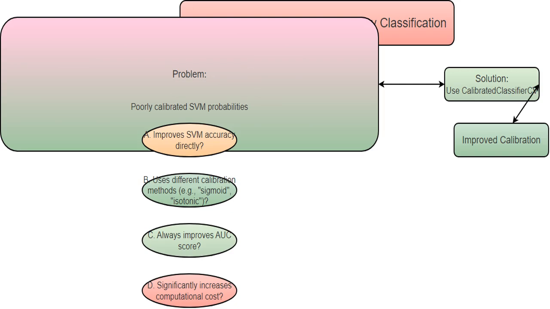My SVM model is giving me poorly calibrated probabilities. This means the model's predicted probabilities of an instance belonging to the positive class don't match the actual frequency of positive instances. For example, if the model predicts a 70% probability, I shouldn't see approximately 70% of those instances being actually positive. This lack of calibration makes the predictions less reliable.